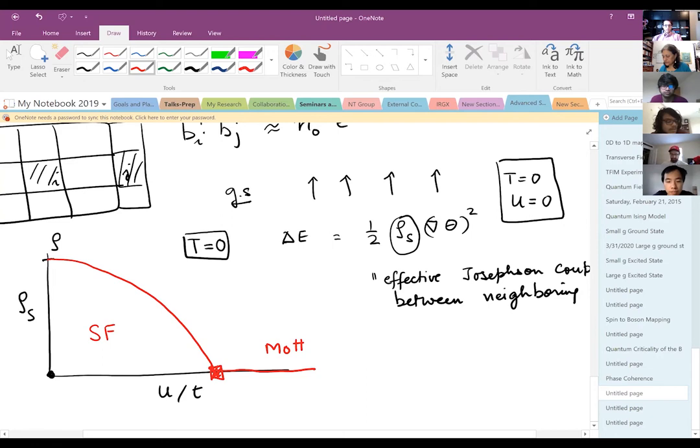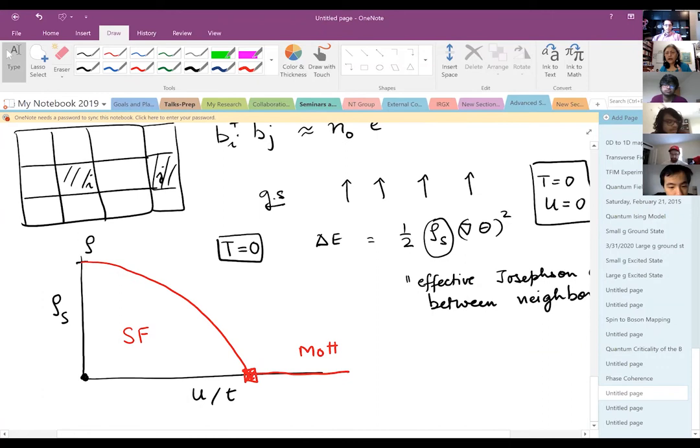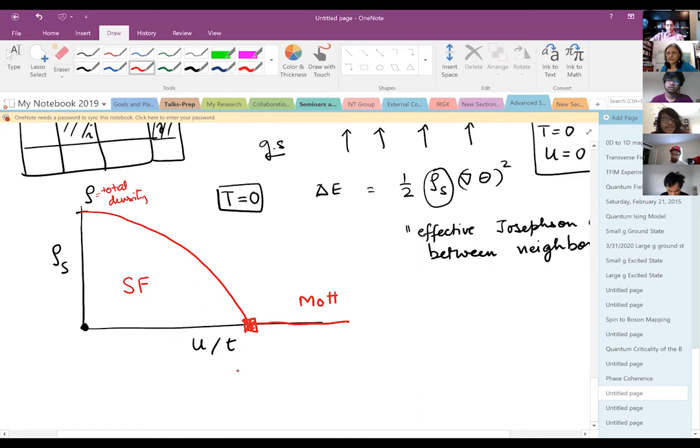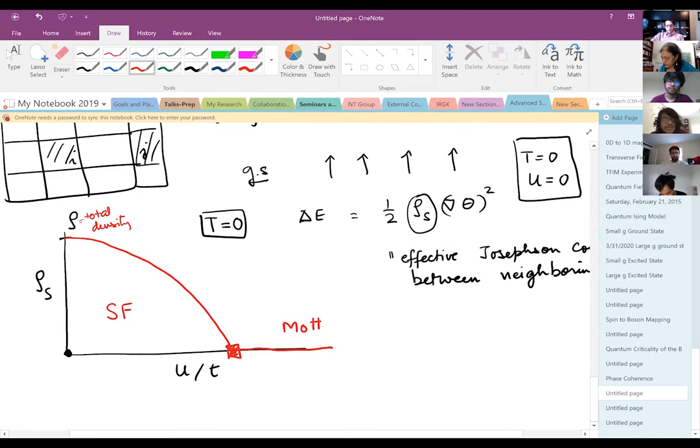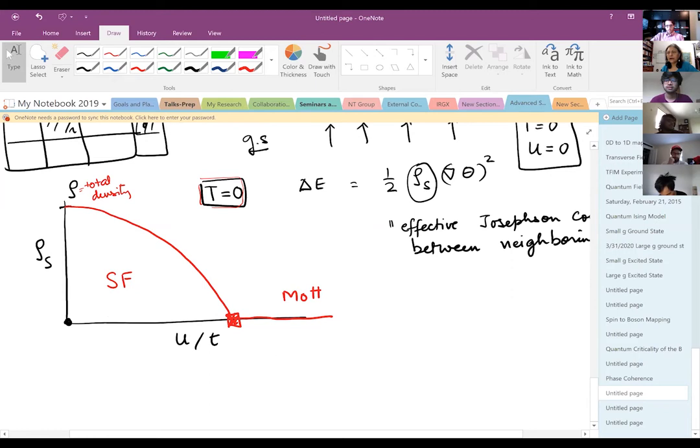Okay, so the question I want to discuss is, with this kind of a picture now in mind, how do you understand why rho s is decreasing? Brad, do you want to start first? Is the question why rho s is decreasing with U or with T? With U. Temperature I'm setting to be zero. Why does rho s decrease with increasing interactions?